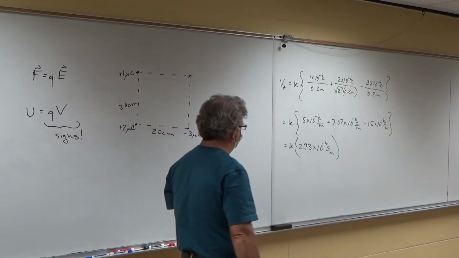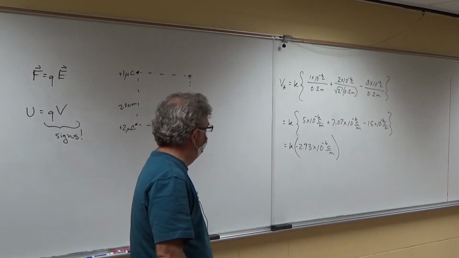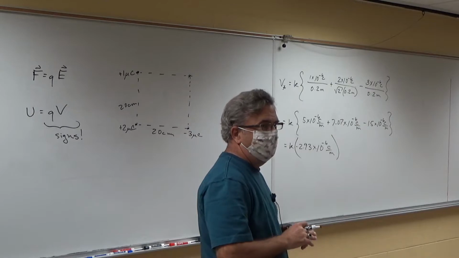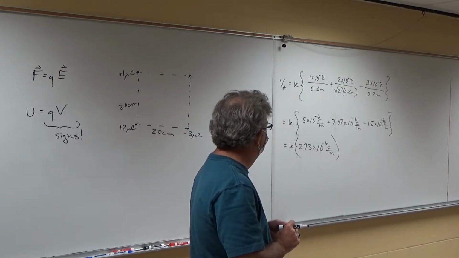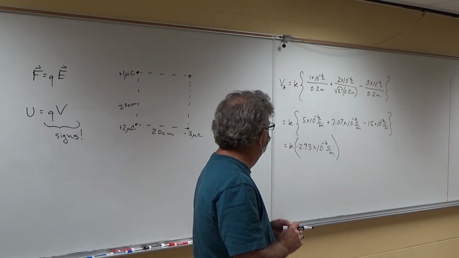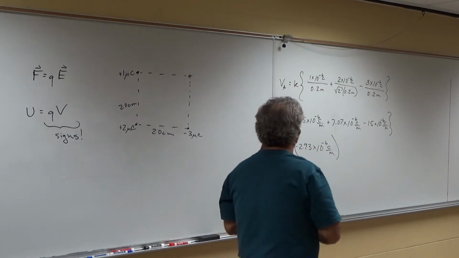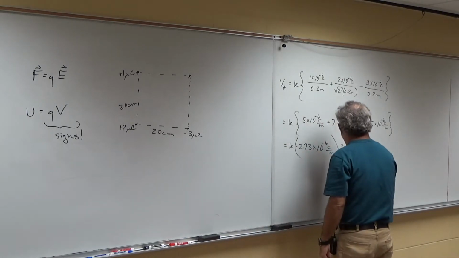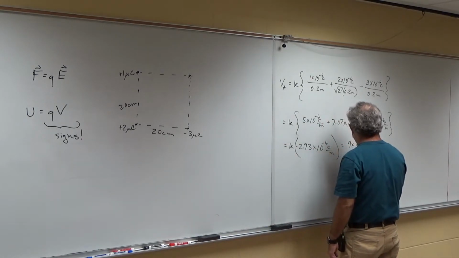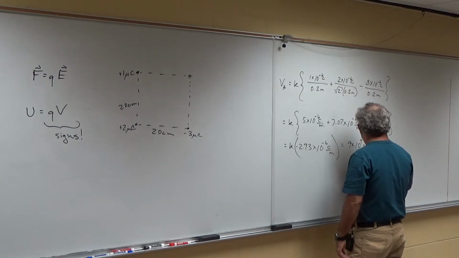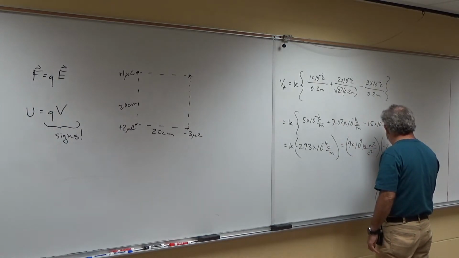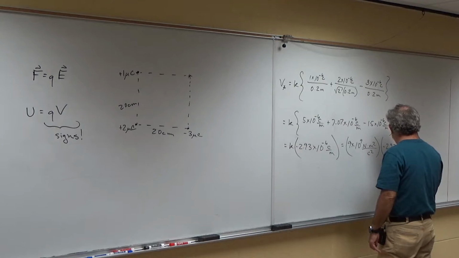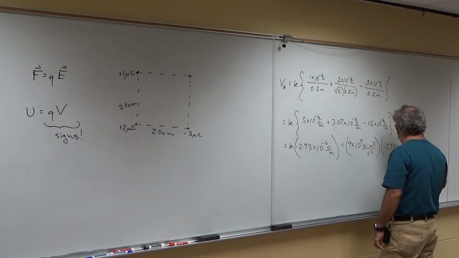Some of you have your calculators. I hope you're checking me on this. Okay. So this is equal to 9 times 10 to the 9 newton meters squared per coulomb squared times negative 2.93 times 10 to the negative 6 coulombs per meter.